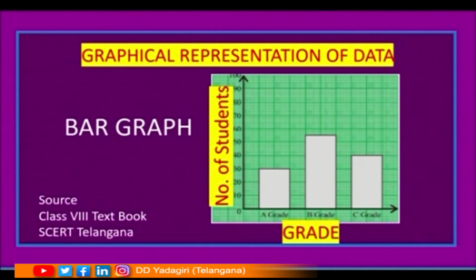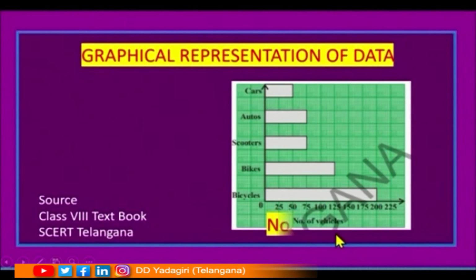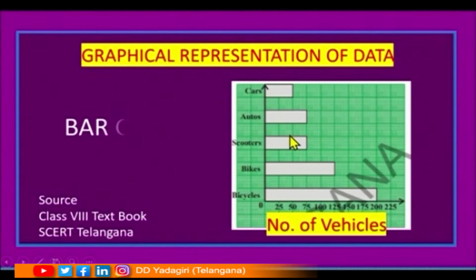Now, you can represent the bar graph with vertical bars, and you can also represent it as horizontal bars. Here you see a graph where the number of vehicles is given on the x-axis and the type of vehicles, bicycles, bikes, scooters, autos and cars, on the y-axis, represented in terms of horizontal bars. What do you observe from this? The number of bicycles is more than any other vehicle and the number of cars is less than any other vehicle. So this representation is also a bar graph.